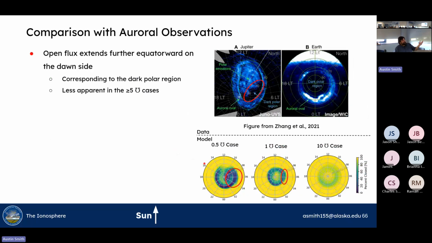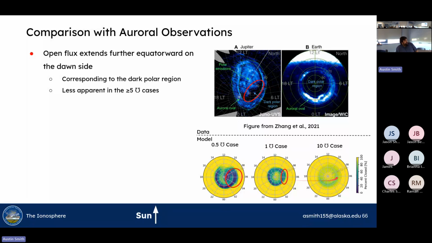Now, the auroral observations are also quite a bit different from Earth. Here on the right is the Earth, and we have the auroral oval and then the dark polar region. At Jupiter, we also have a dark polar region, but we also have a lot of polar emissions poleward of the main auroral oval, and these are constant. Sometimes we have theta aurora at Earth, so there is aurora in the polar cap, but at Jupiter, this is a constant feature.